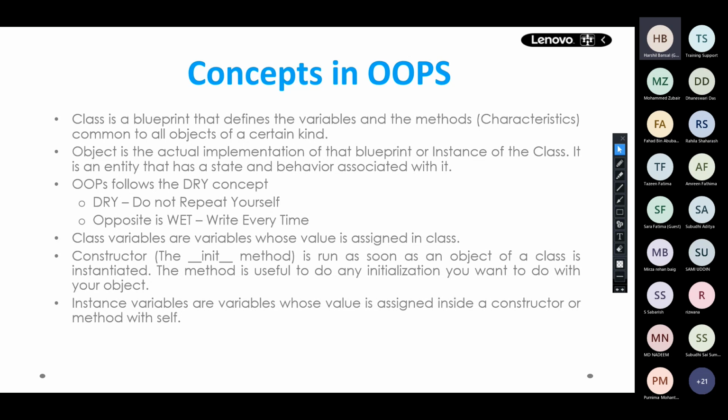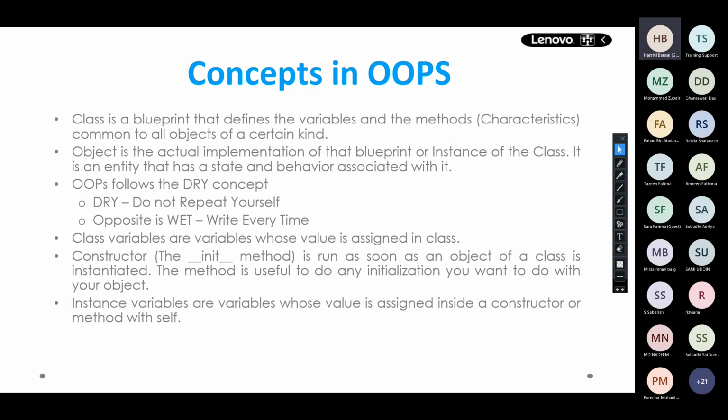Now, that blueprint that we have created is called a class. In coding, inside the class we define all the methods, what that particular class can do, and all the variables of that class. The second thing is an object. An object is the actual implementation of that blueprint, also called an instance of the class. Object of the class, instance of the class, same thing.